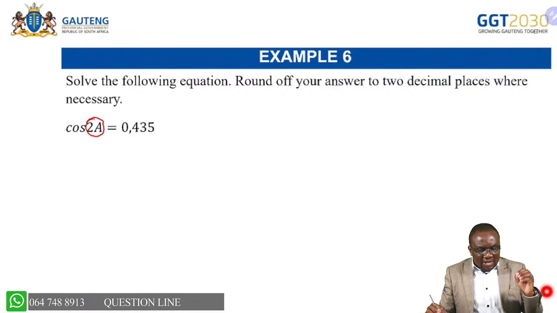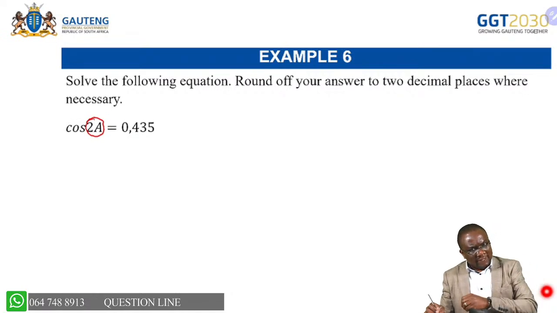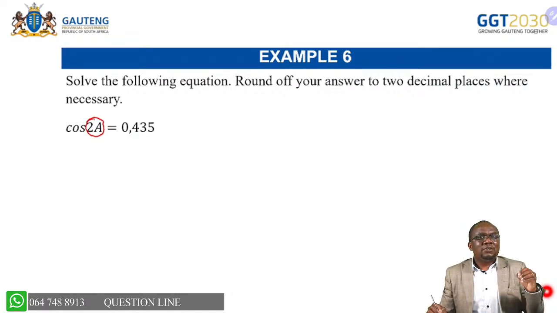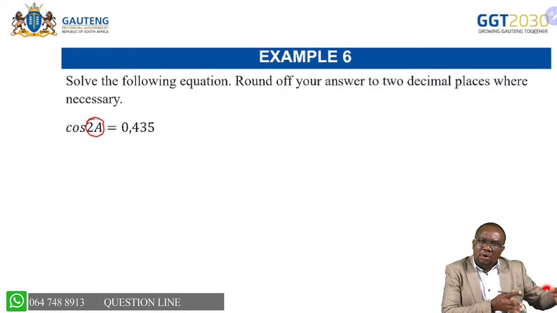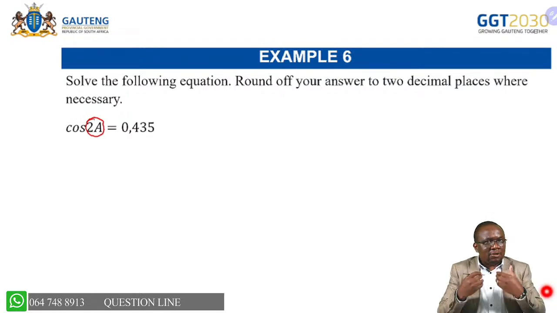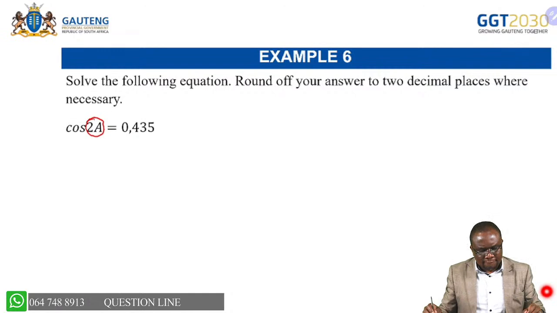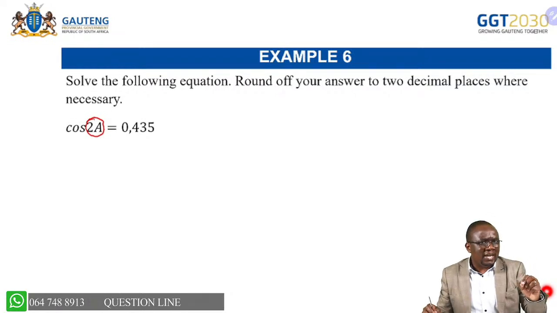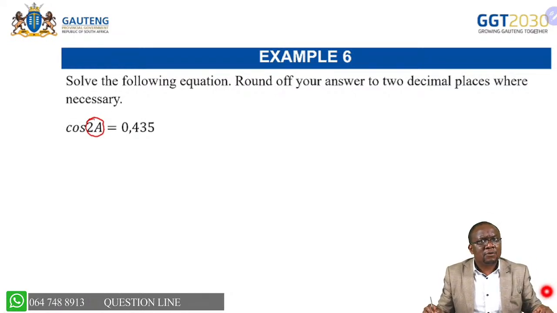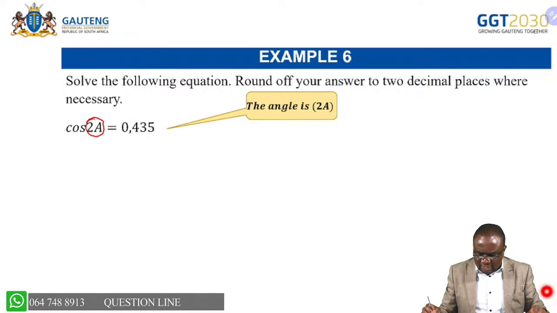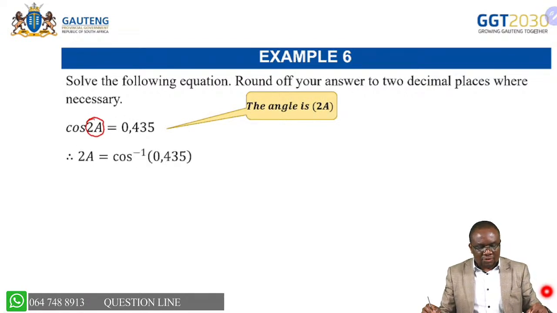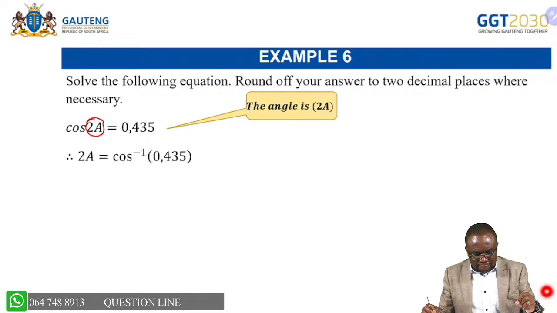So you are isolating cos 2a, and fortunately cos 2a is already isolated, already on its own on the left hand side. So now we just need to find a cos of 0.435, and our angle is 2a. We are finding 2a. Okay, let's do that. Right, so the expression will become 2a is equal to a cos 0.435.